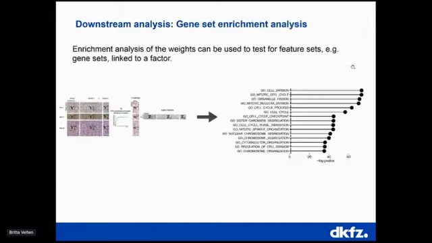And if a single gene does not tell us too much, we can also jointly aggregate information from multiple of the molecular features, for example, by conducting enrichment analysis of the weights to test for feature sets, such as gene sets, that are linked to a certain factor.